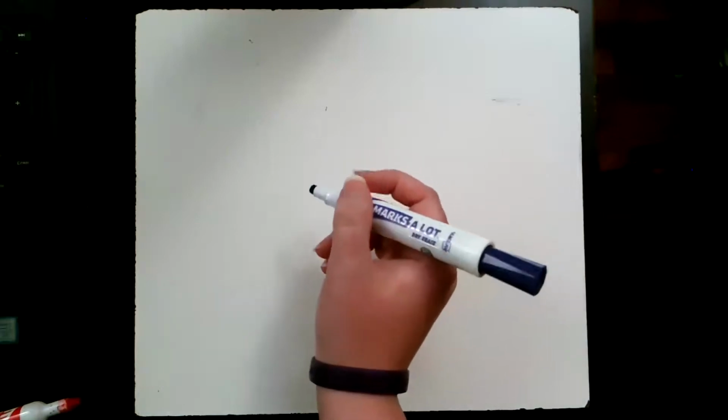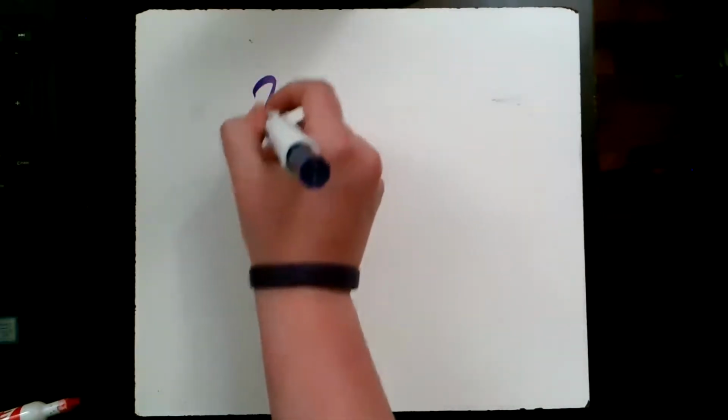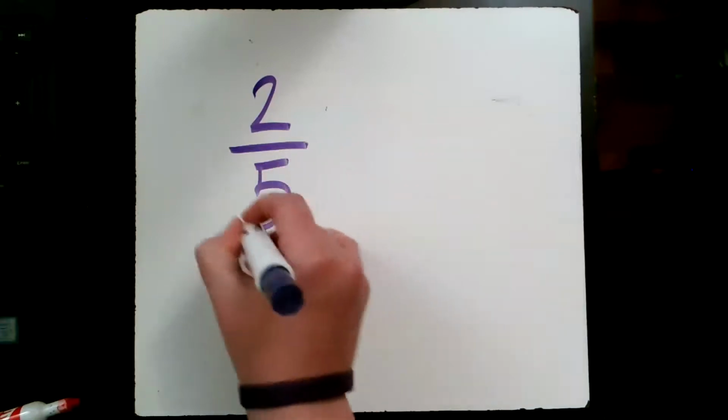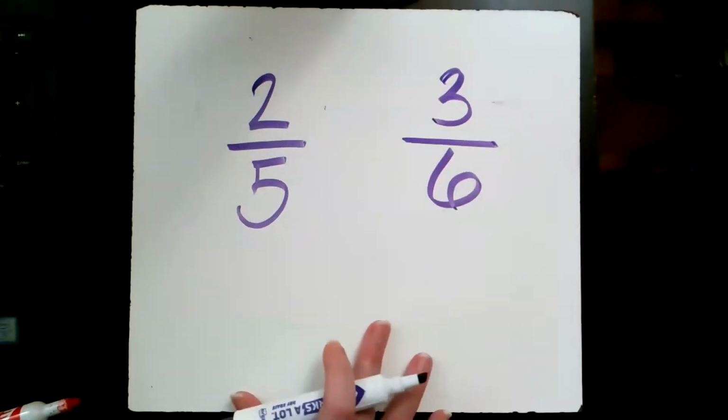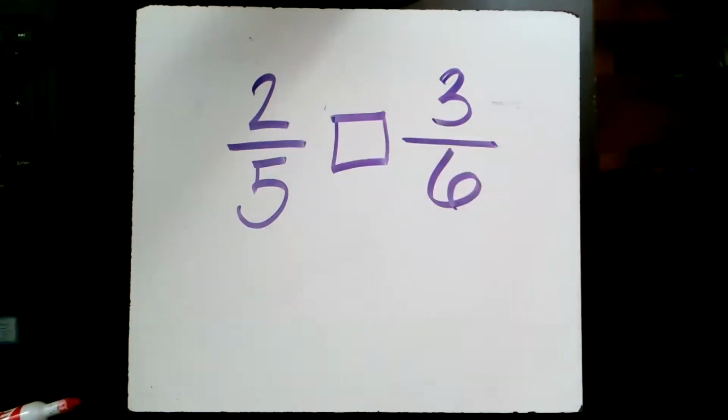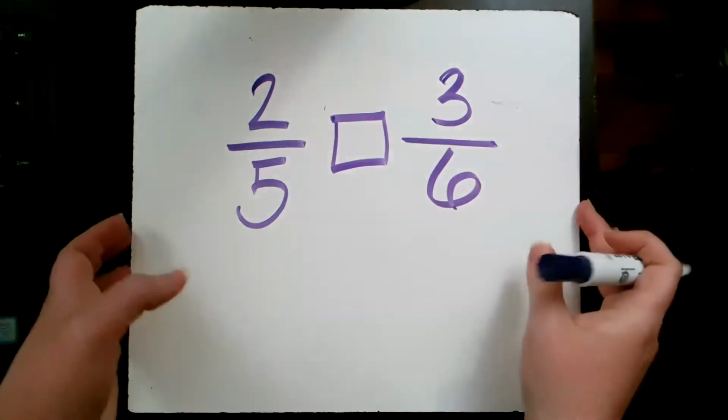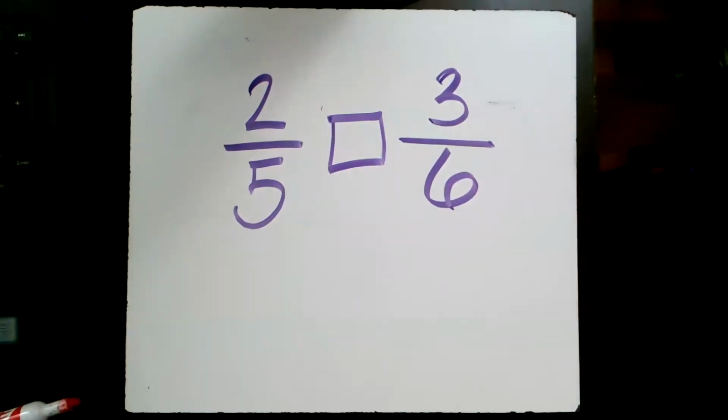We're going to take a look one more time at how to find that least common multiple. Let's say I'm going to compare 2/5. We're going to say 2/5 is greater than, less than, or equal to 3/6. That's what we're trying to figure out. So least common multiple is the smallest common multiple that these have in common.